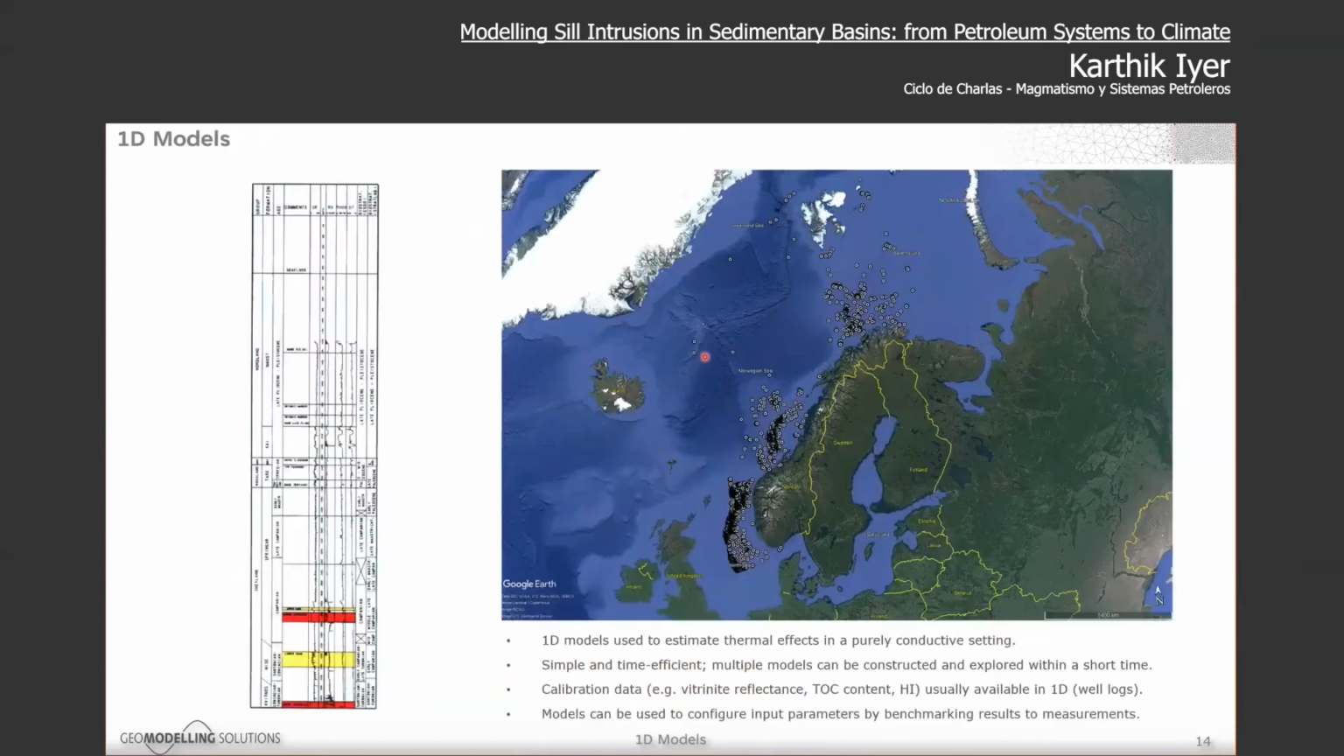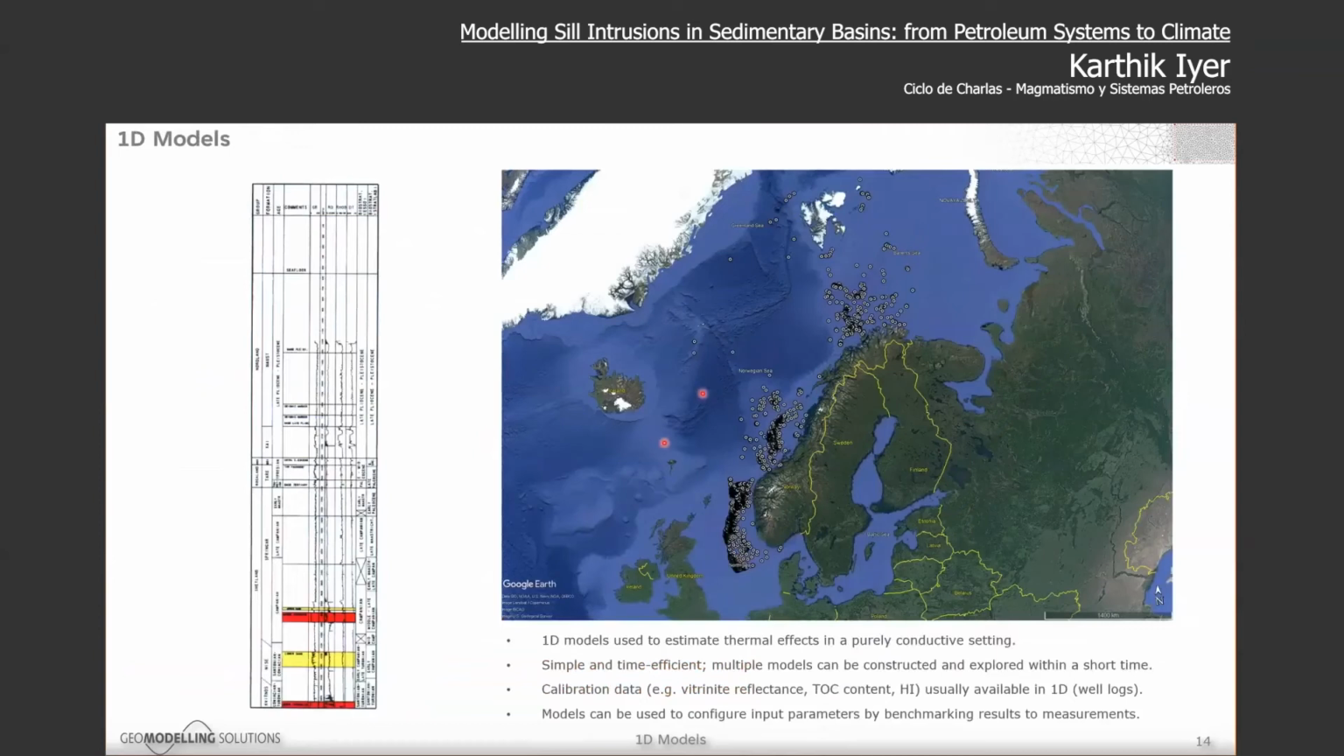Enough of the processes now. I'll just show you some examples of 1D models. We'll start out simple, but I kind of like 1D models. They're easy to understand, they're very easy to set up, and they're very, very fast. So when they're very fast, I can test thousands of scenarios in very little time.